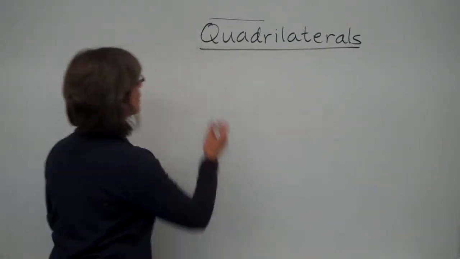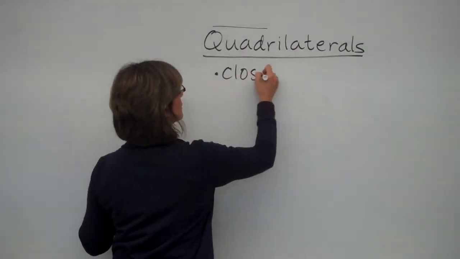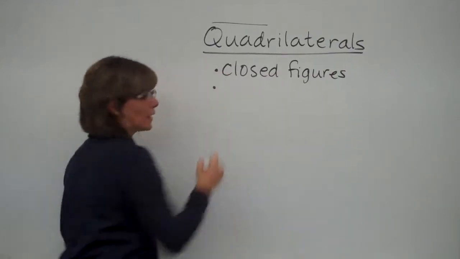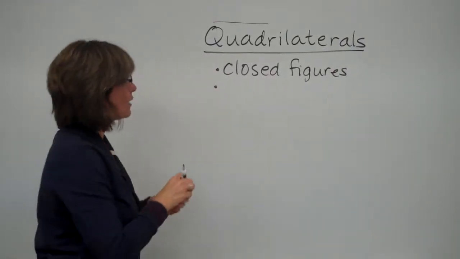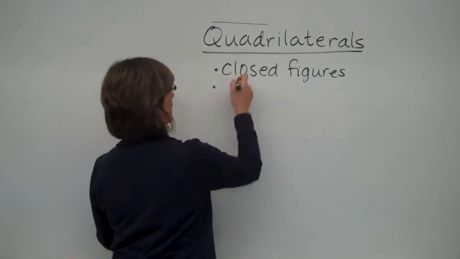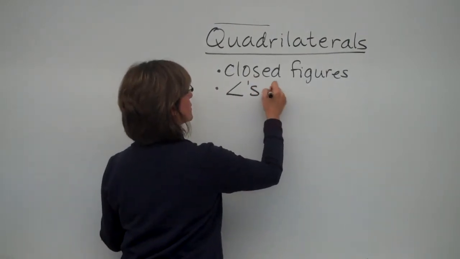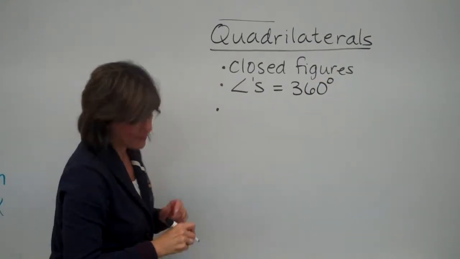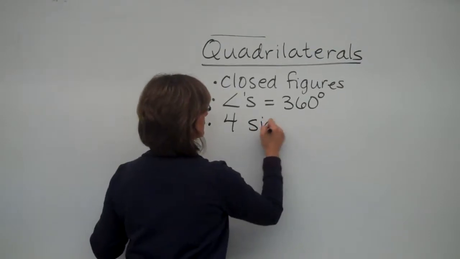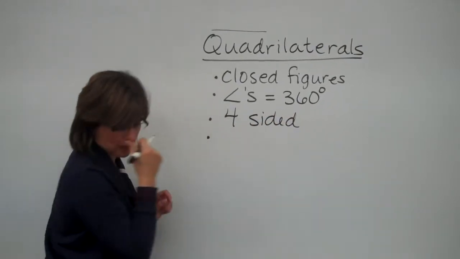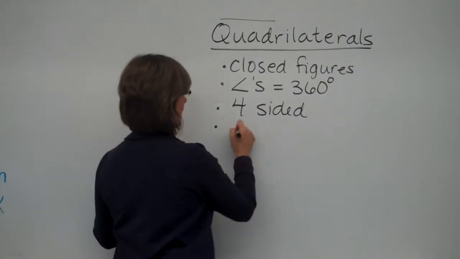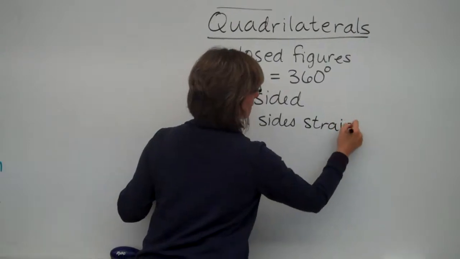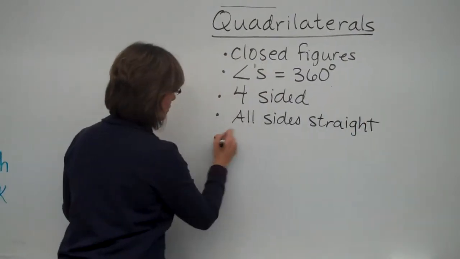First of all, they're always going to be closed figures. All quadrilaterals have angles which equal 360 degrees, like a square, all of those. Angles equal 360 degrees. Then we want to say that they're always 4-sided. All the sides are straight. And they're 2-dimensional.